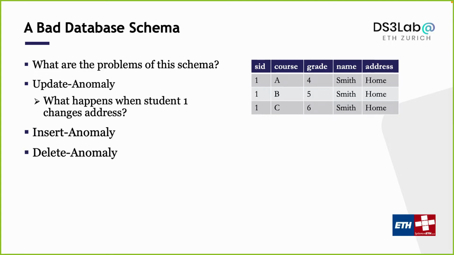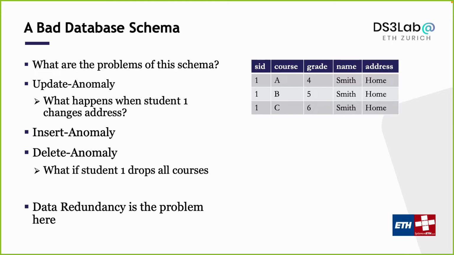And then there could be delete anomaly, right? For example, you could have one student only taking one course, and they'll say, okay, the student dropped this course. What should you do? You cannot delete that tuple, right? Because once you delete that tuple, the information about the address for the student also gets lost. The student just drops the only course the student has, so the student should be somewhere in the data, in the database.